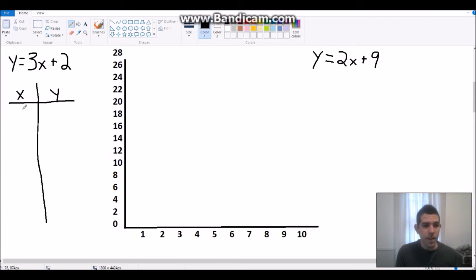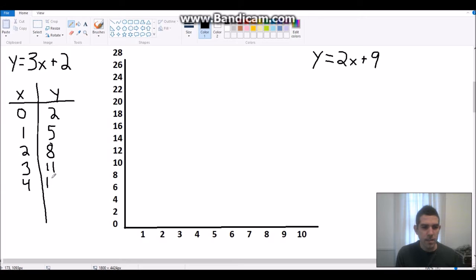So let's see, if x is 0, this cancels out, plus 2, y is 2. If x is 1, 1 times 3 is 3, plus 2 is 5. If x is 2, 2 times 3 is 6, plus 2 is 8. And you realize that each time x increases by 1, y increases by our slope of 3.